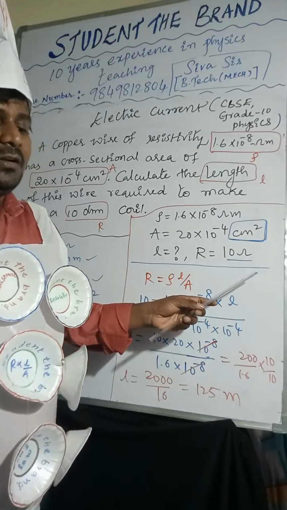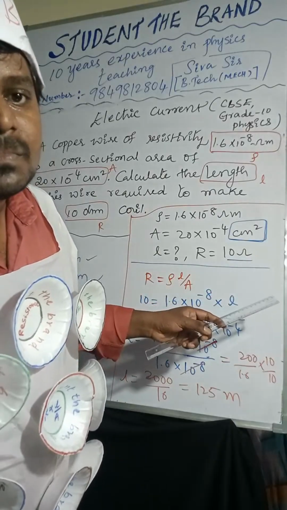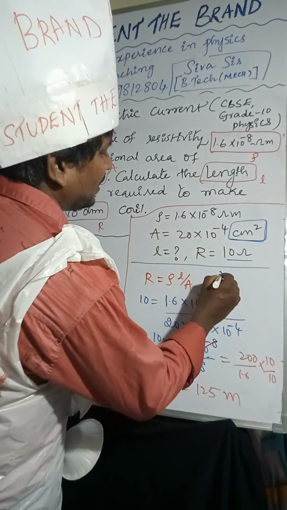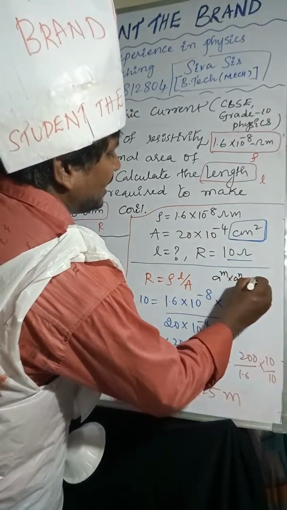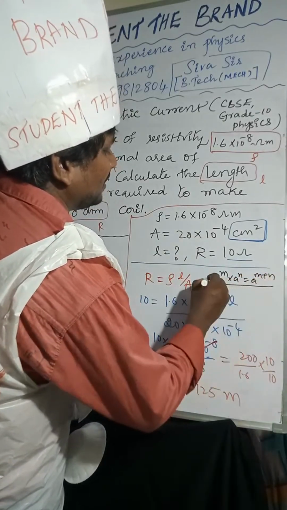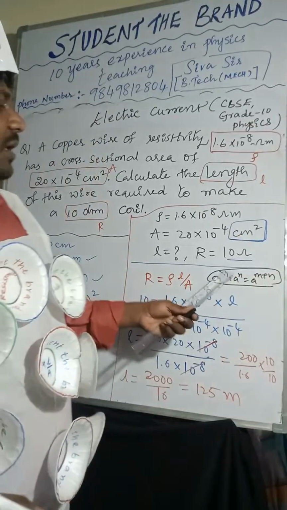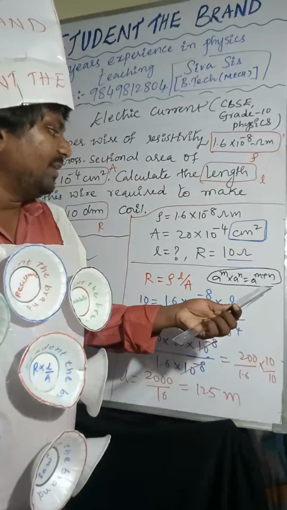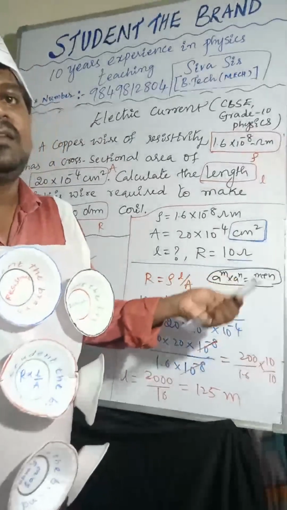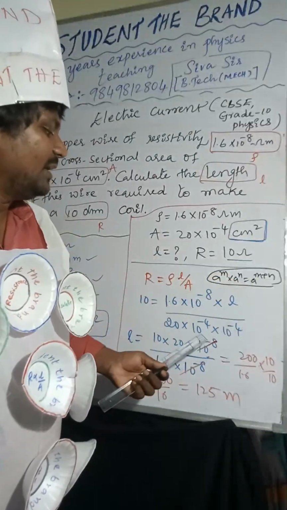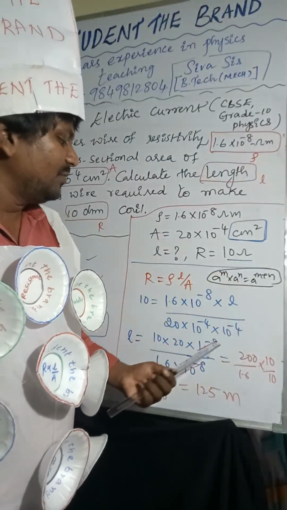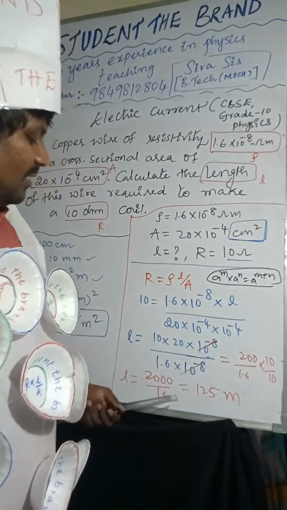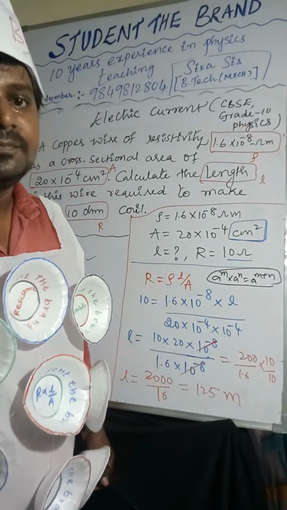According to the math rule, a power m into a power n equals a power m plus n. If the bases are common, we can add the powers. So 10 power minus 4 into 10 power minus 4 gives 10 power minus 8. The 10 power minus 8 terms will get cancelled. Then you will get the length as 125 meter.